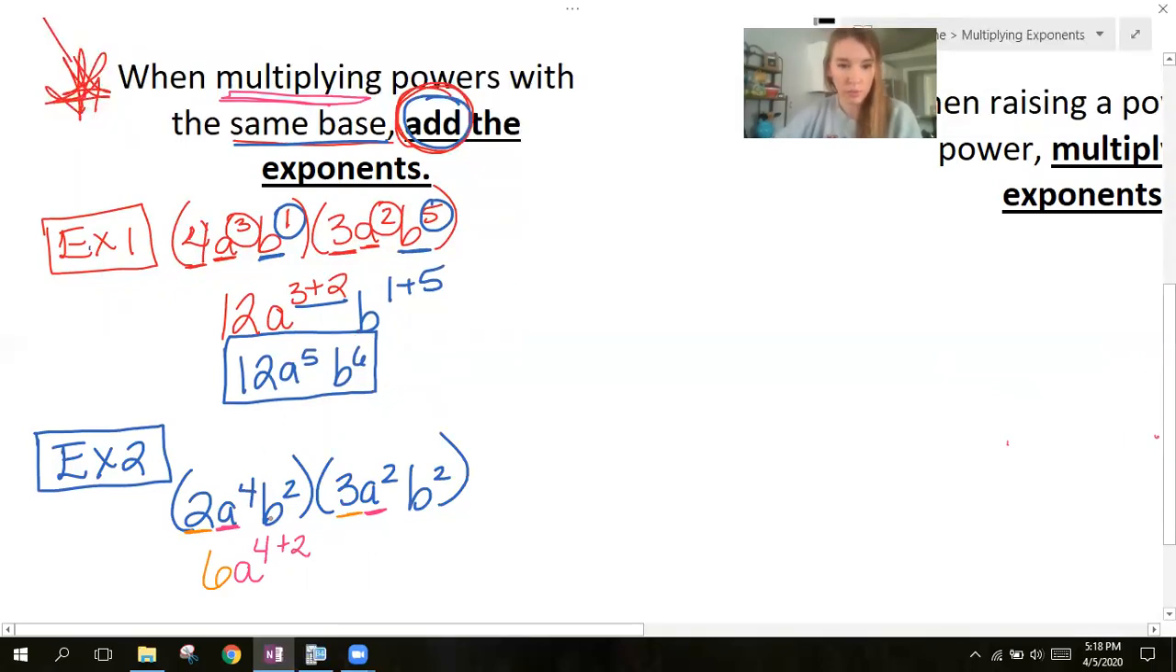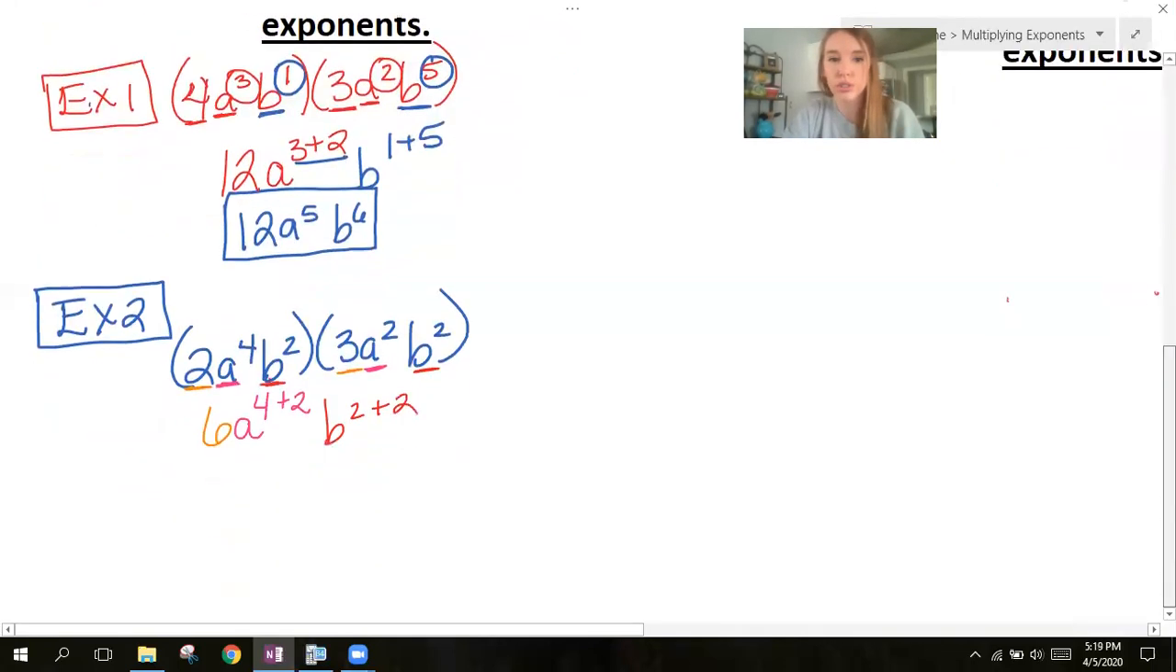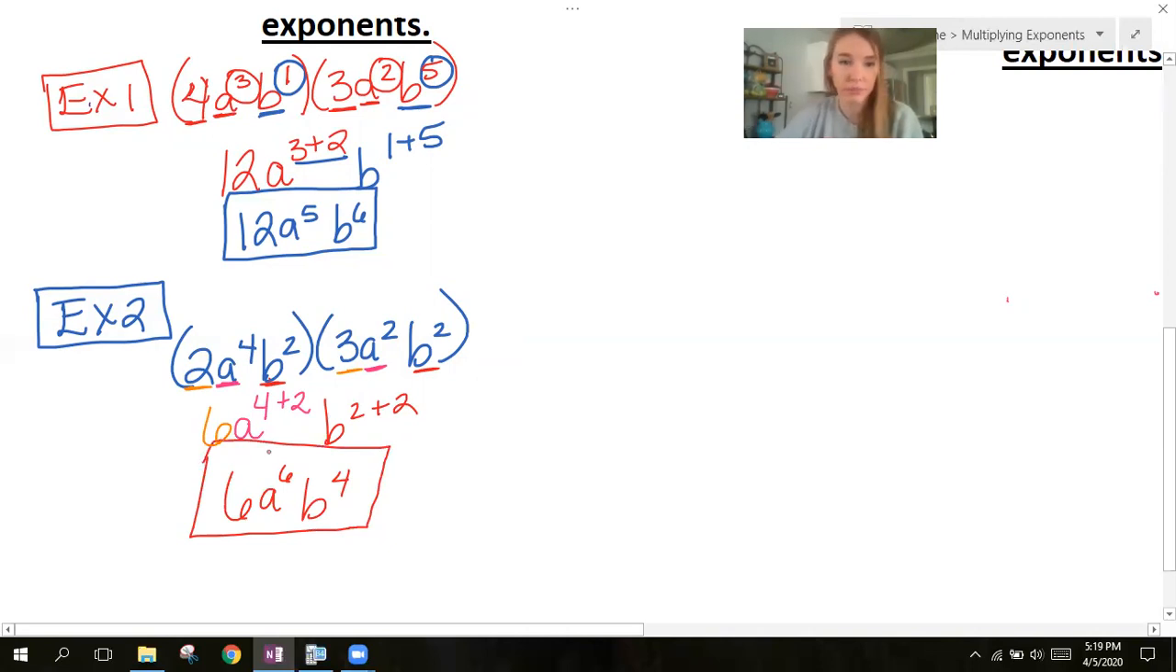So we'll take that b and we'll take that b, and then we're going to add those exponents. Okay, so if I were to scroll down, then we can just simplify that final problem as 6a, 4 plus 2 would make that to the 6th power. b, 2 plus 2, I would make that to the 4th power. And that would be your final answer. We could not simplify that any further, so that's just how you would leave it.